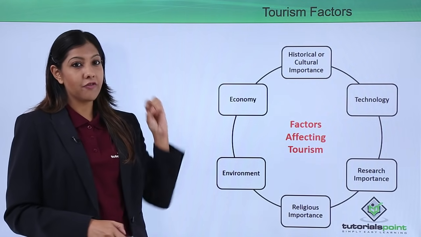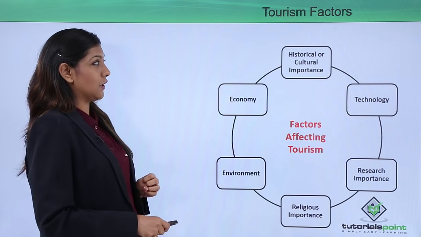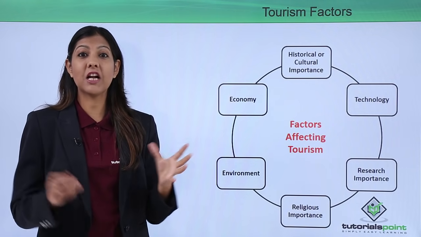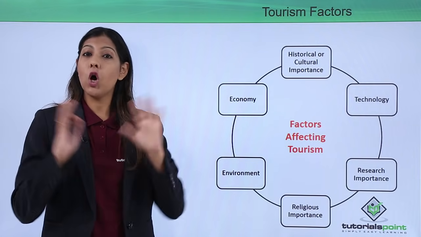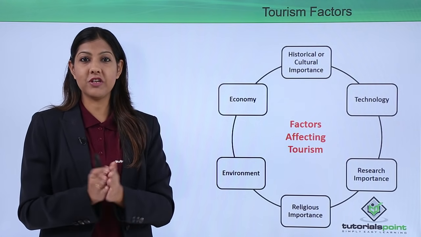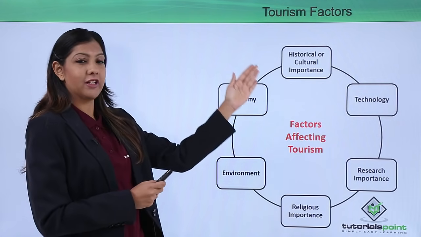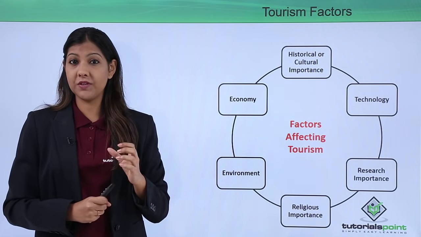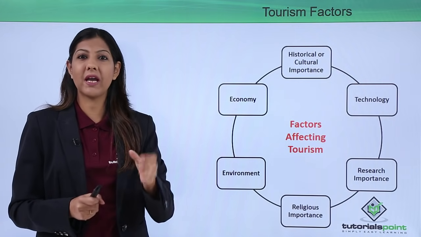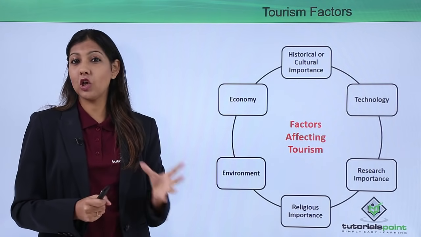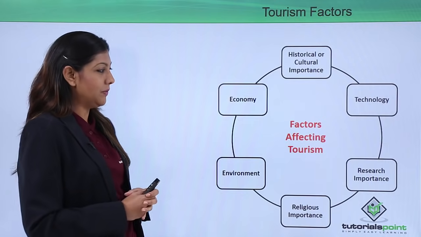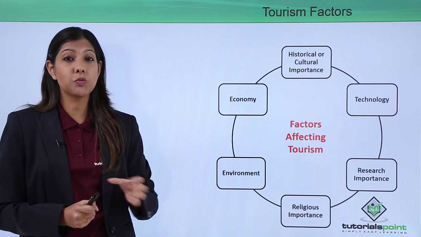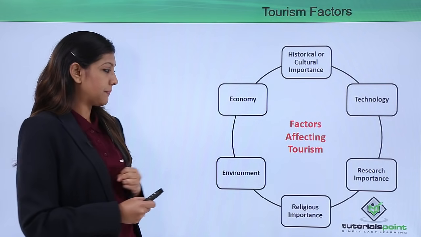Certain factors are affecting tourism as of today, let's take a look at that. Historical or cultural importance of any particular place attracts tourists from all across the country to come to that place. So historical and culture. Technology is again one of the factors which affects tourism. Nowadays it's become so easy to book any place because of the technological advancement which has come in. Research, people do a lot of research before they actually go to a particular place.